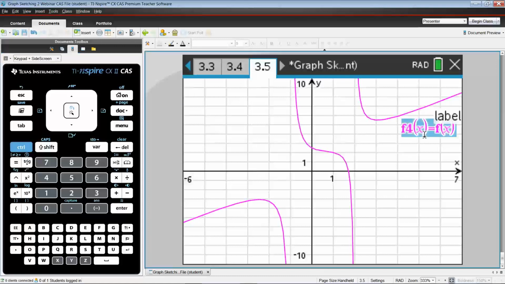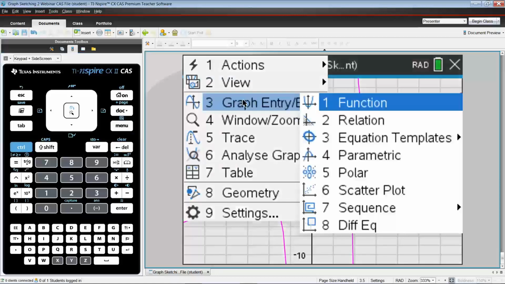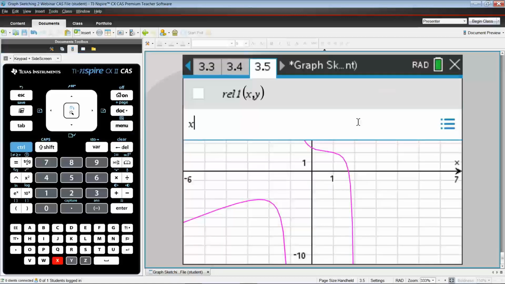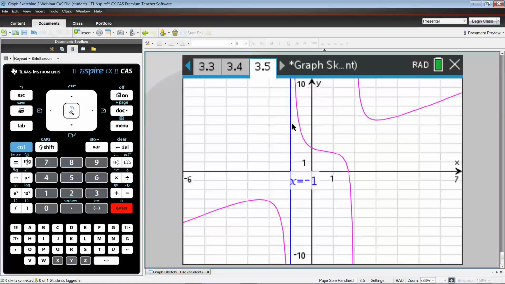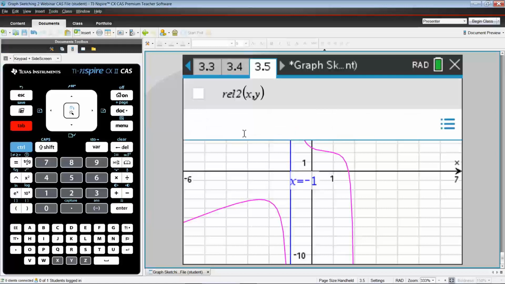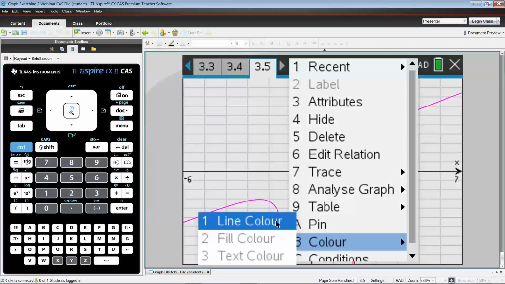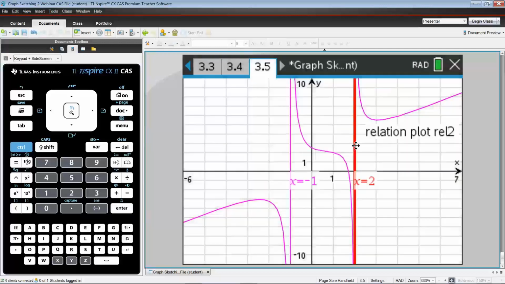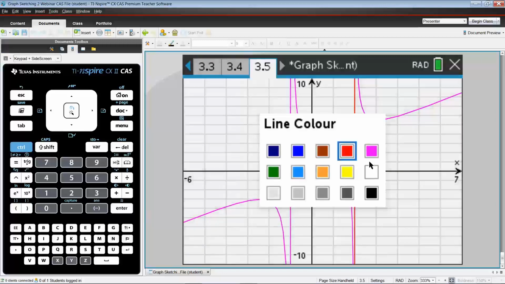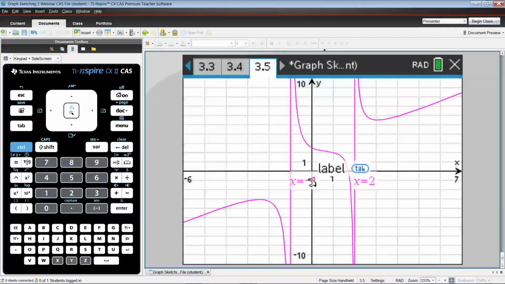Let's get rid of that so we can save some space. Let's draw the asymptotes that we saw before. So menu, graph entry, and relation, x equals -1 was our first asymptote. Press tab, x equals 2 was our other vertical asymptote. Let's change the color. Let's change that to pink, or magenta rather. Okay, so x equals -1 and x equals 2.